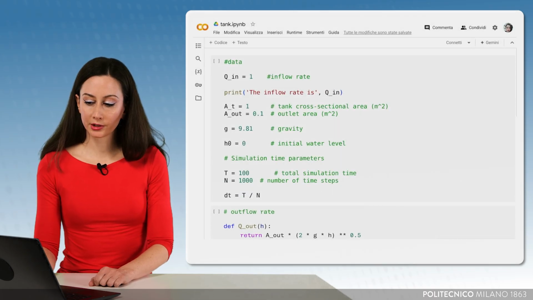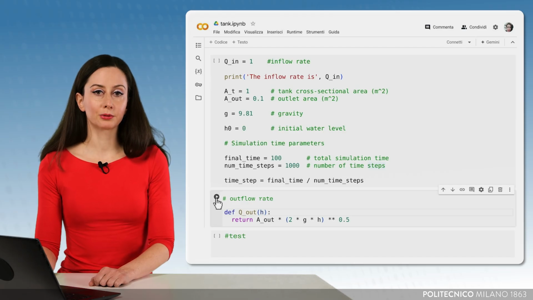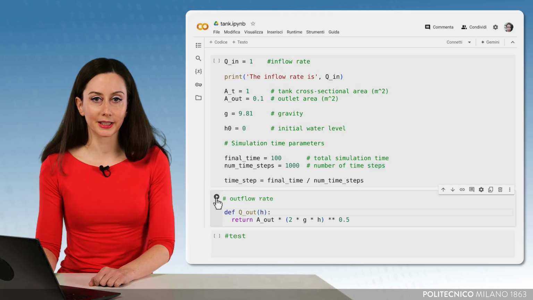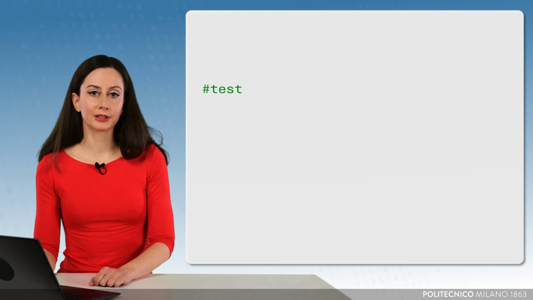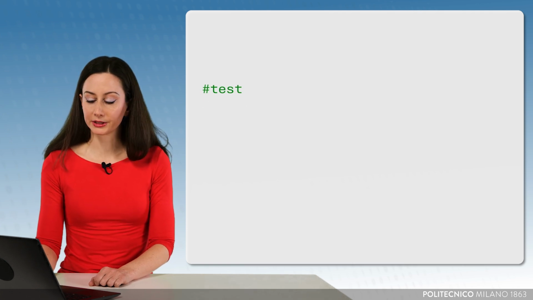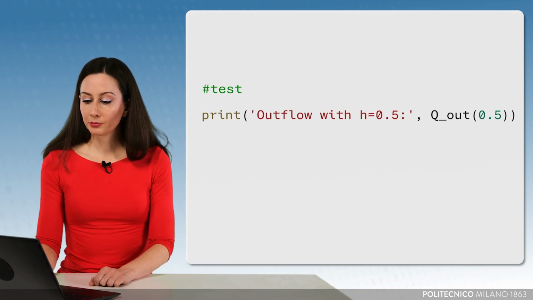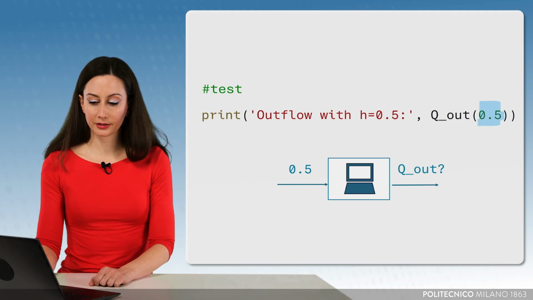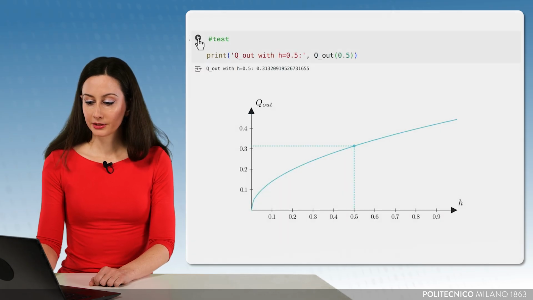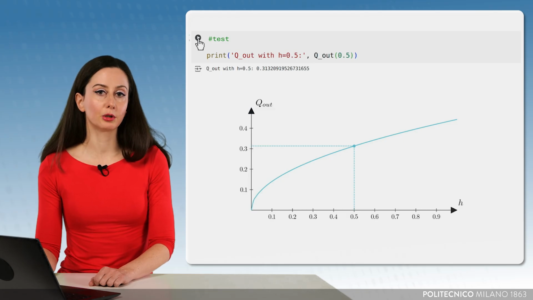Going back to the big picture, now that the function has been written, we can run the block and it's ready to use. So how can we test it? Let's print its output for a chosen value, for instance, h equals 0.5. Now the value in brackets will be given as input to the function to compute the result. So by running this last block, we obtain a value of about 0.31.